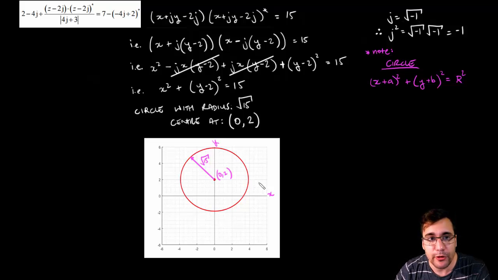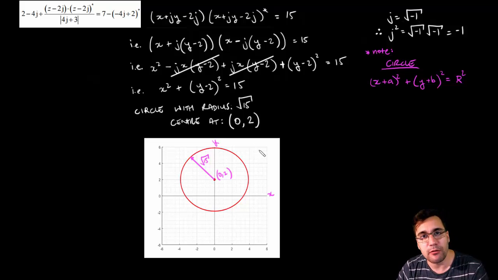Hopefully this has been helpful for you. The main points to remember are: replace the z's with x plus jy. The next thing is to collect the real and imaginary terms. The next thing is, when you've got a conjugate, you just need to change the signs of the imaginary terms. And the last thing is, when you've got a j squared, you replace that with a -1.